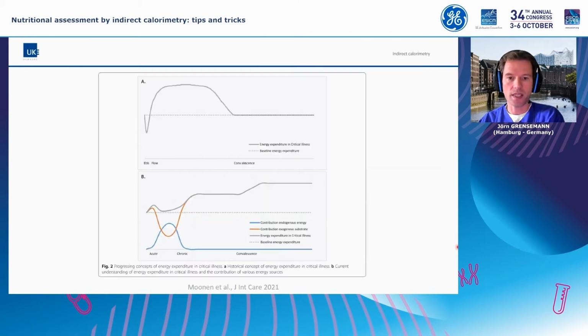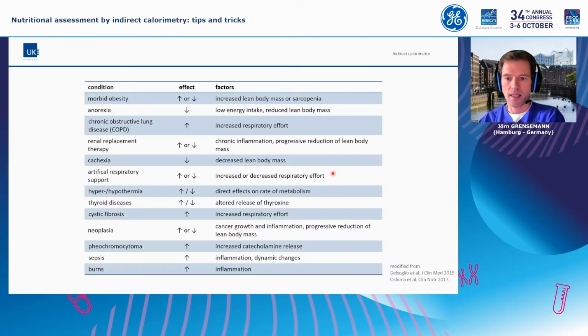And there are two reasons for that. The first reason is that energy expenditure in critically ill patients changes over time. We have the concept of the ebb and flow phase, and the energy expenditure rises and then decreases again during convalescence. The other reason is that we have different conditions that change energy expenditure. And the effects are unpredictable.